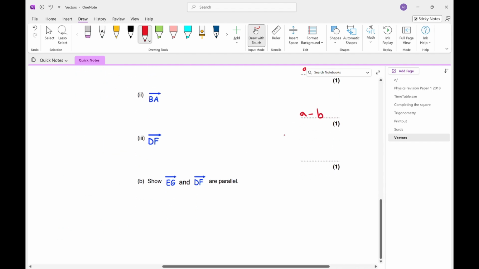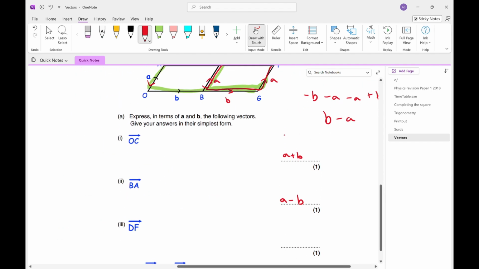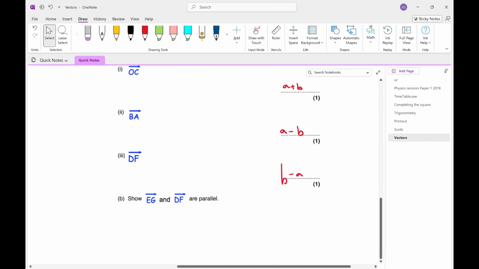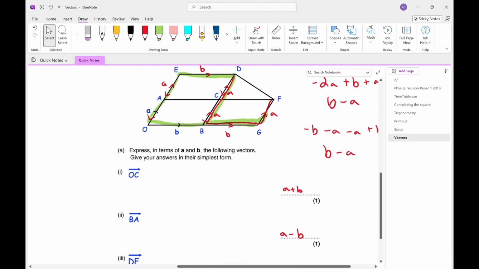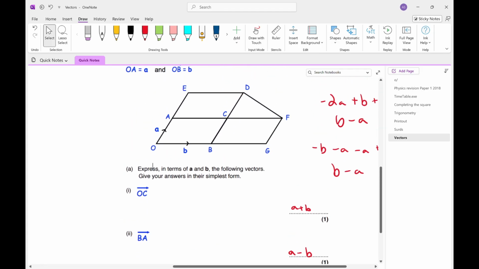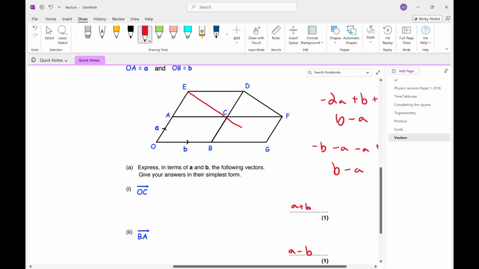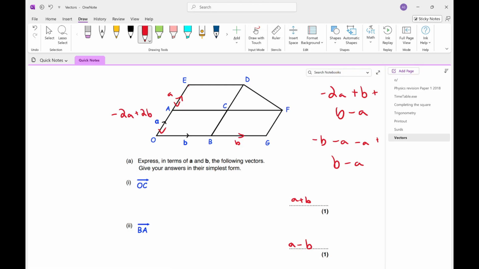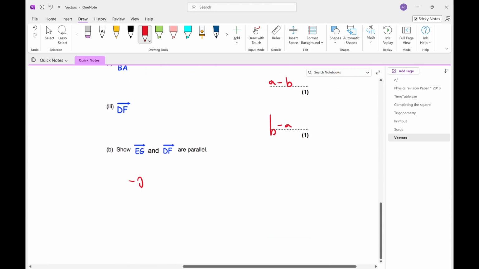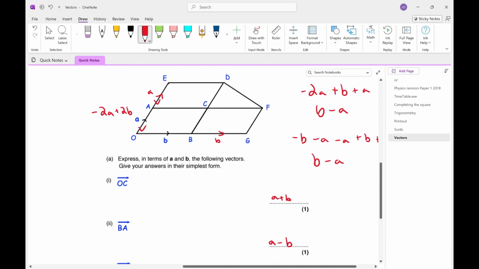Now we get onto the harder topic. Because it's showing that EG and DF are parallel. So we're just going to erase this to make it a little bit easier. EG, what is EG? First we need to find EG. So we're crossing all the way over there. So we're still going to find A, B. So we've got negative 2A, because we're going down two A's, plus 2B. It's still very simple: negative 2A plus 2B.